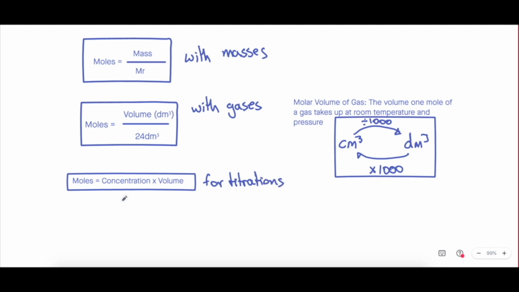And the units are very important here. So concentration is measured in moles per dm cubed. Volume is measured in dm cubed, which is important because in normal questions they give it to you in centimeters cubed, so you need to convert them into dm cubed. And moles is measured again in moles.